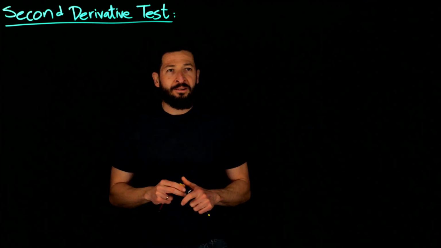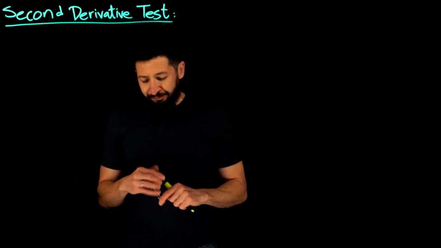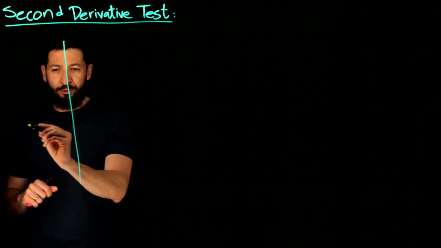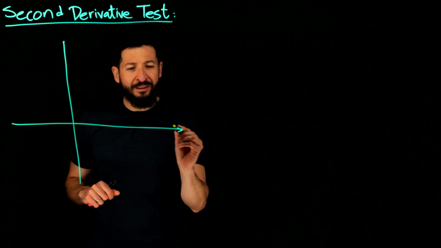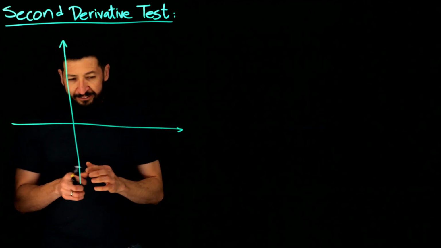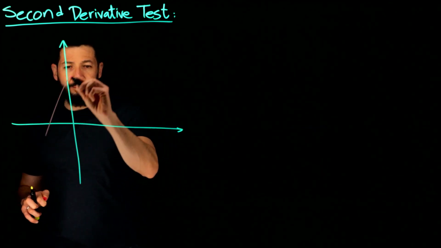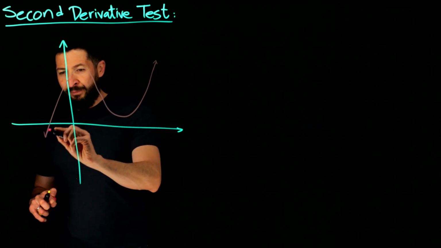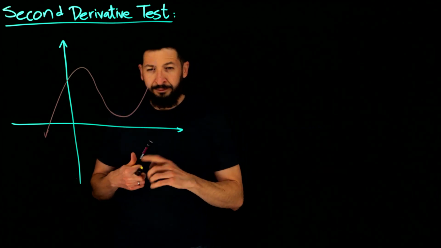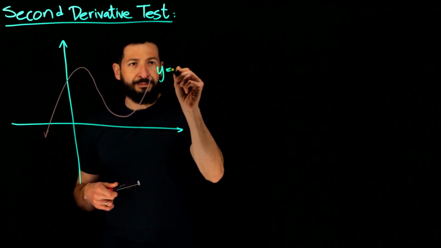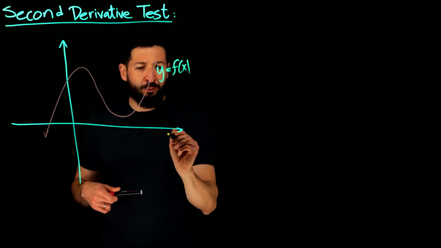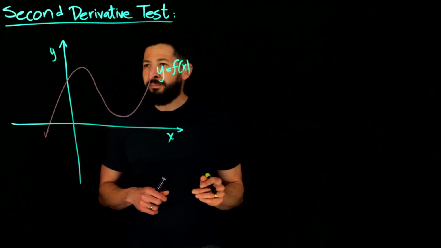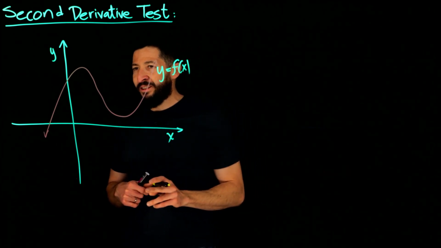Alright guys, so today we're going to talk about the second derivative test. Firstly, let me give you an idea of what it is going to be used for and what the idea behind it is. So let's say we have a function, and let's put a relative minimum and a relative maximum on it. Let's say that is y equals f of x. And let's take a look at what happens here.